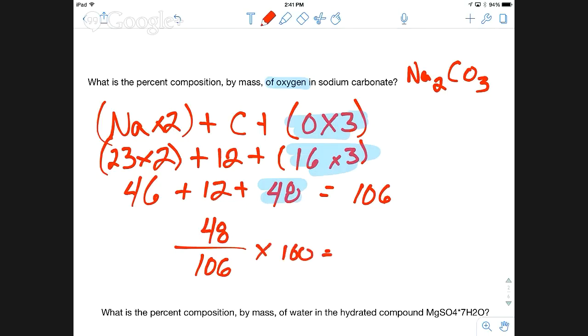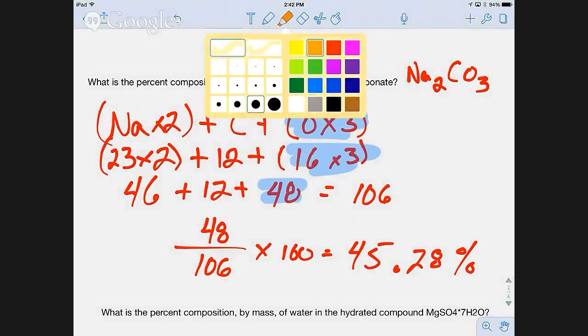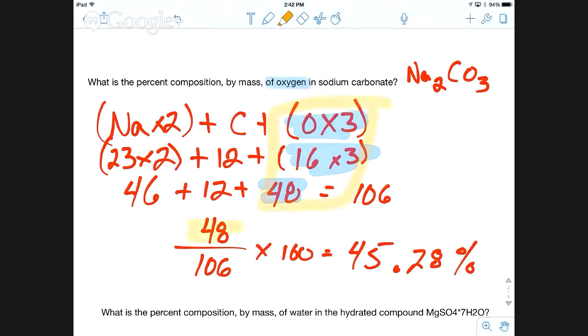So I can guess it's going to be around 50%, right? So 48 divided by 106 times 100 is, I'm coming up with, 45.28%, right? Not too bad. The biggest thing you've got to remember is what we did here with the highlighter, that it's the total mass of the element, not just the single mass. It's however much of the total element is there.